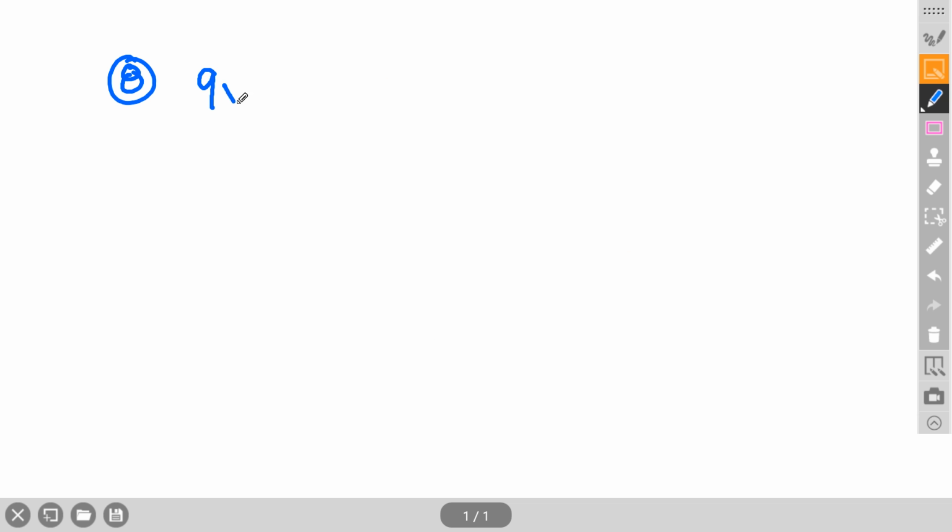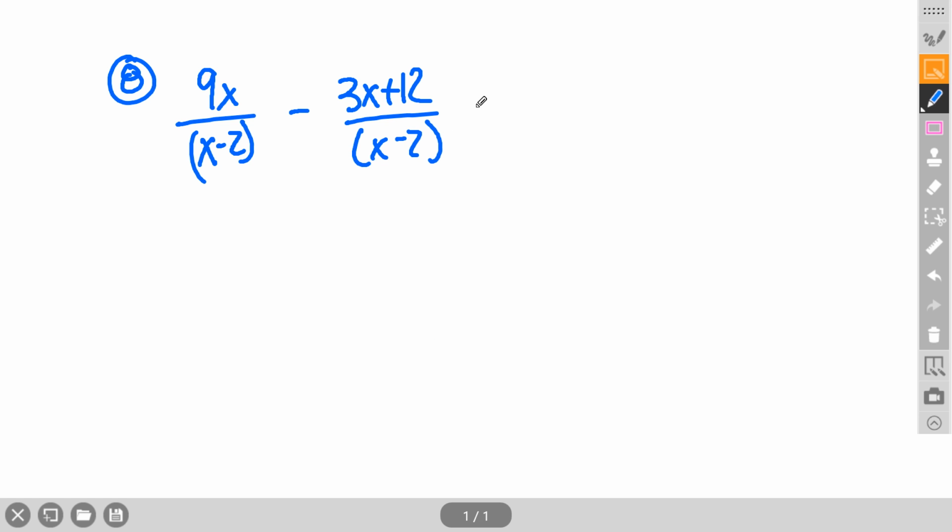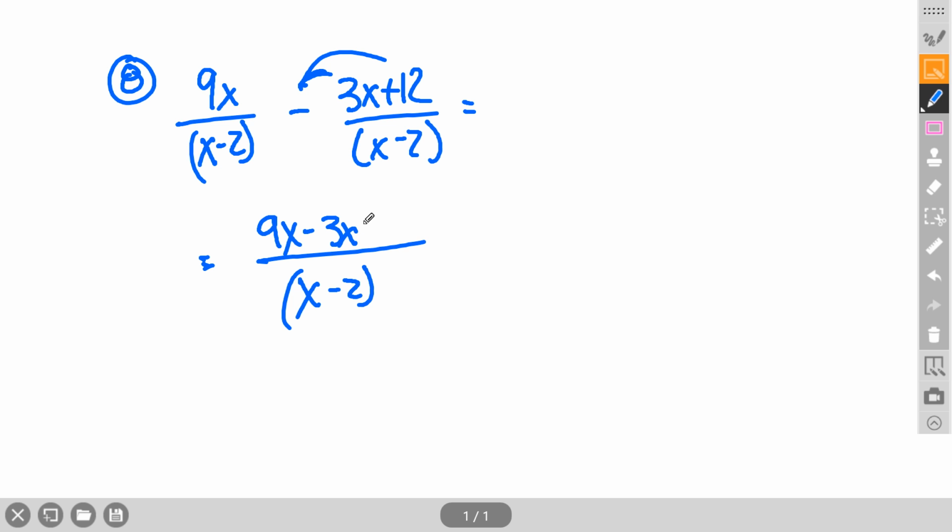Number 8, 9x over x minus 2 minus 3x plus 12 over x minus 2. Okay, well, the common denominator is already x minus 2. Okay, they both have the same denominator. So I can put them over x minus 2, and I can just combine the numerators. Now remember, both of these are subtracted. So the 3x is being subtracted, the 12 is being subtracted. Combine the like terms, 9x minus 3x, that's 6x. So we got 6x minus 12 over x minus 2.